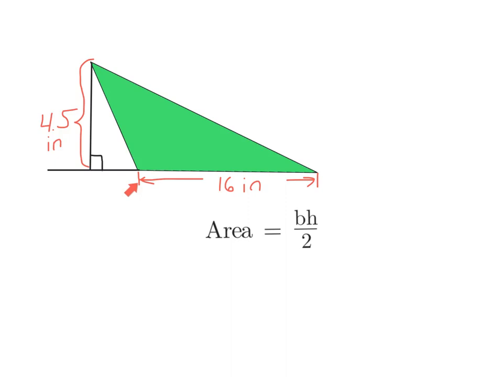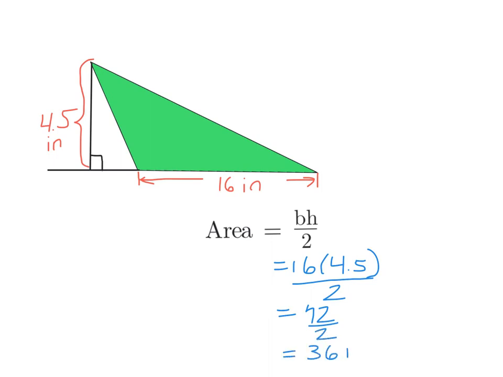All right, let's look at another area problem for a triangle. In this one, my base is 16 inches, and the perpendicular height to that base is 4.5 inches. So we're going to plug in a base of 16 into our formula times the height of 4.5, and then we divide by 2. And 16 times 4.5 is 72, and 72 divided by 2 is 36, and the units of measure would be square inches.